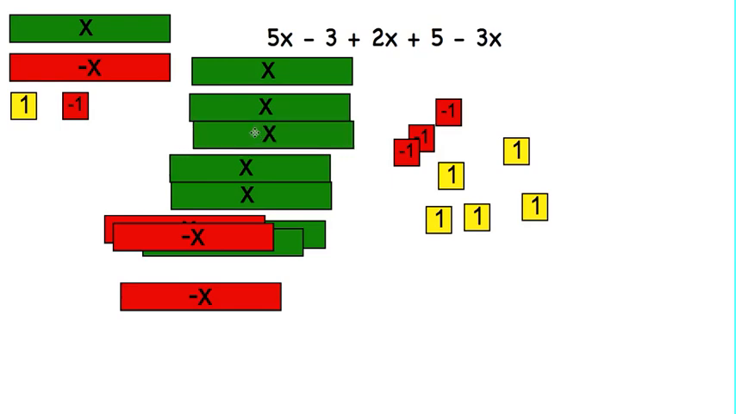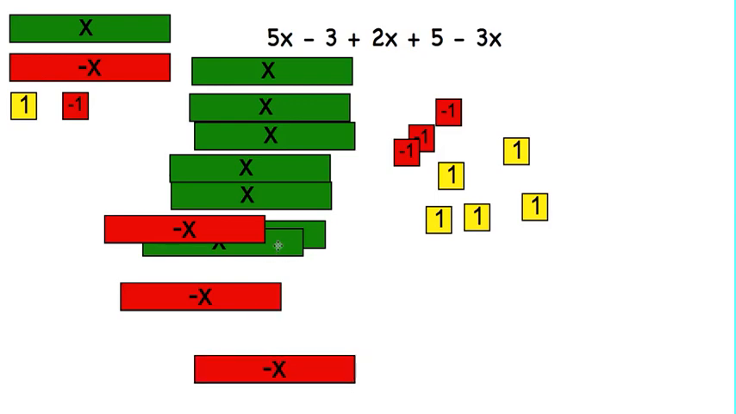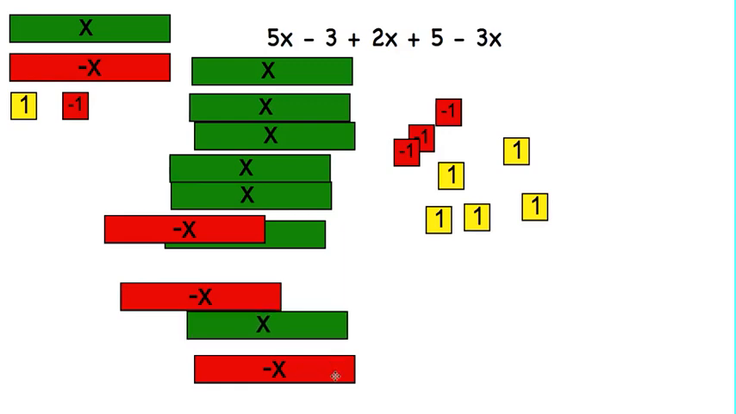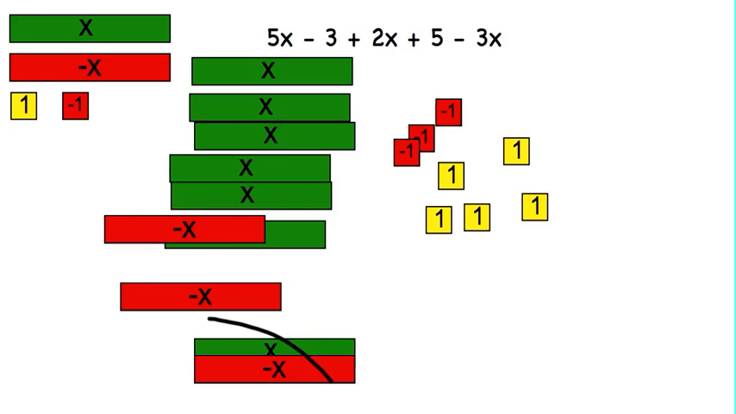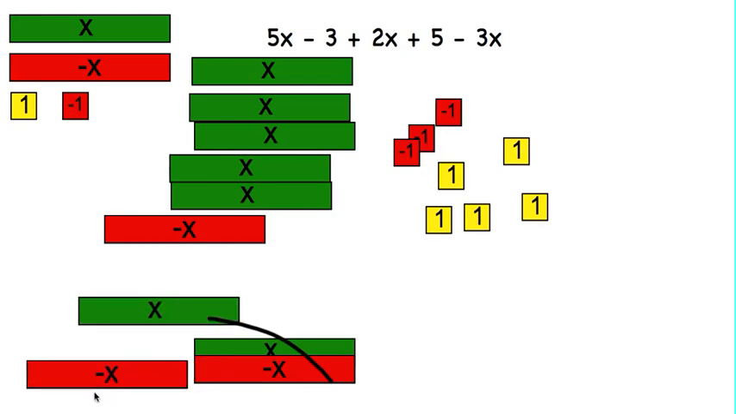But what we see is if we're dealing with these negative x's, if we have a negative 1x and a positive 1x, these are what we call a zero pair, and they cancel each other out. See if we have any other zero pairs. Here we have a negative x and another positive x. These are our zero pairs.